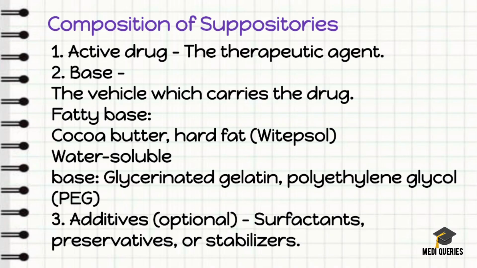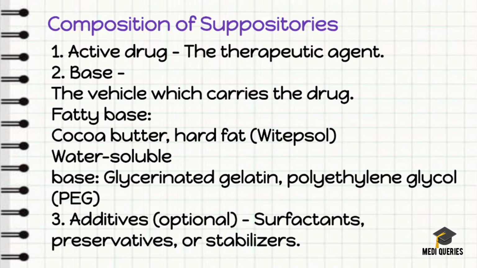Next one is the formulation of the suppositories. The formulation of suppository involves combining a suitable drug within a compatible base to ensure safe, effective, and localized drug delivery. So key components include the active pharmaceutical ingredient, that is the API, the suppository base like cocoa butter or PEG, and sometimes additives such as surfactants, preservatives or stabilizers.